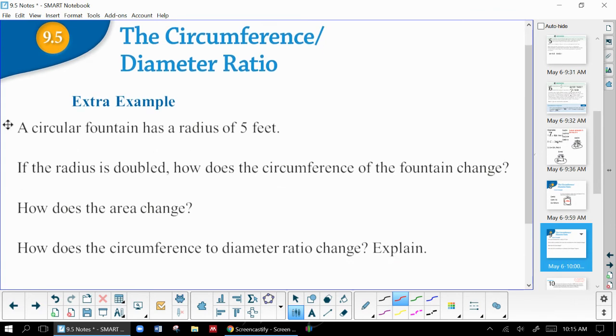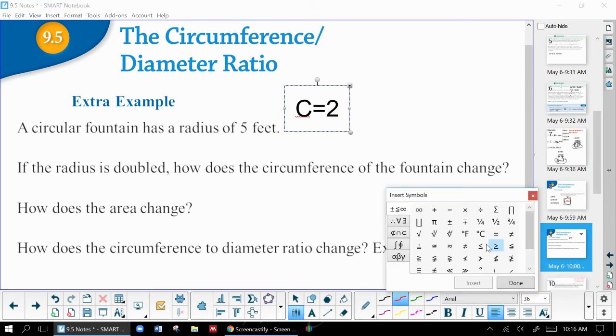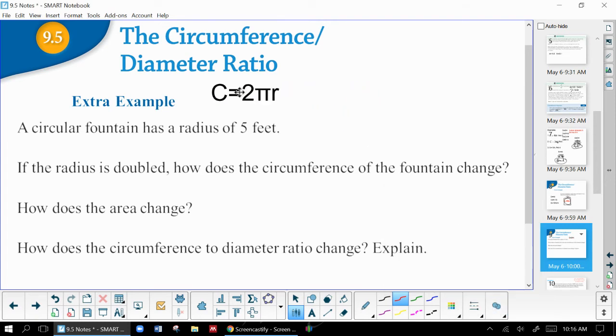Okay, next up here, we've got a circular fountain with a radius of 5 feet. And we want to know what happens if the radius is doubled. What happens to the circumference of that shape? Well, let's go ahead and figure that one out. So we know that the circumference is going to equal 2 times pi times r. And we want to see what happens when we double the radius from 5 to 10 feet.